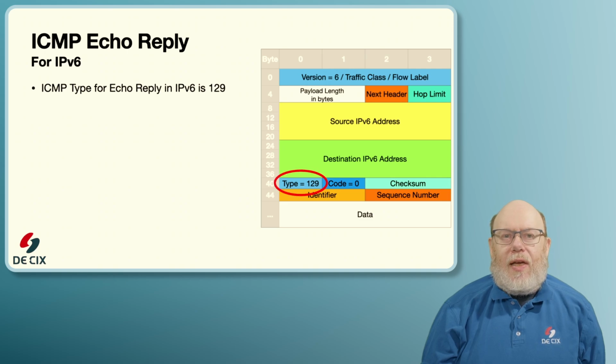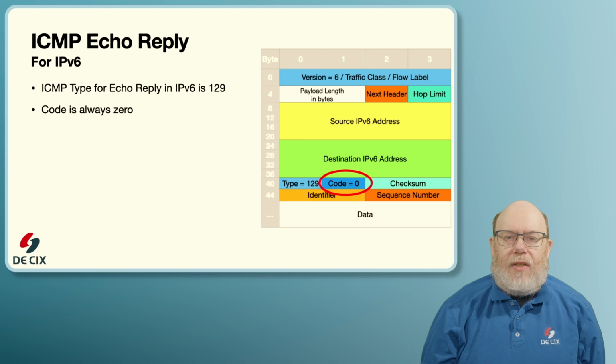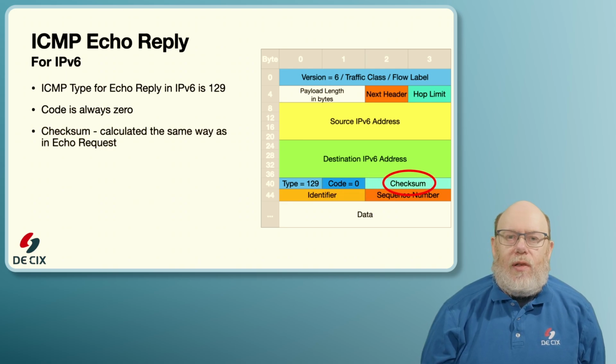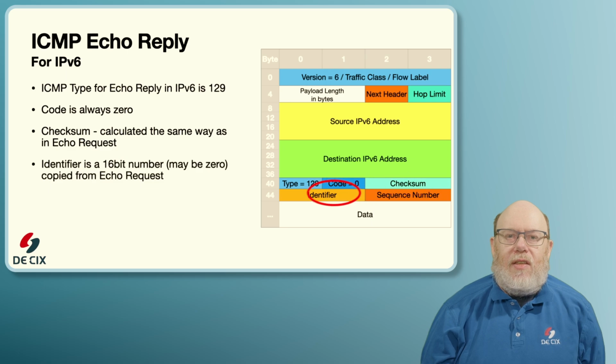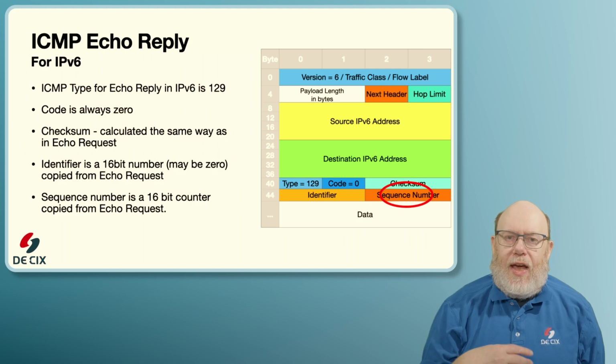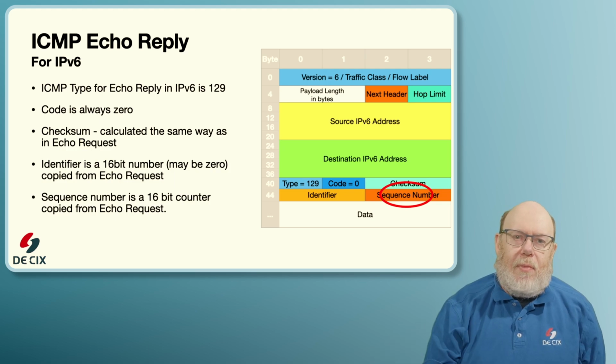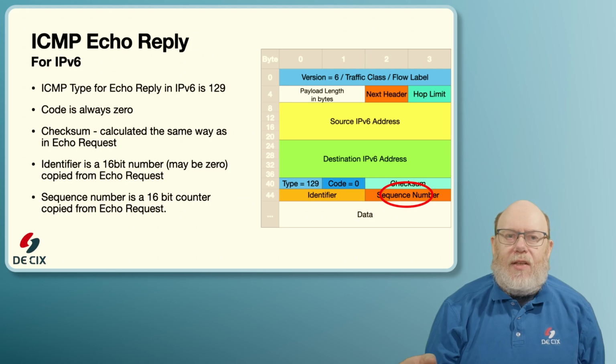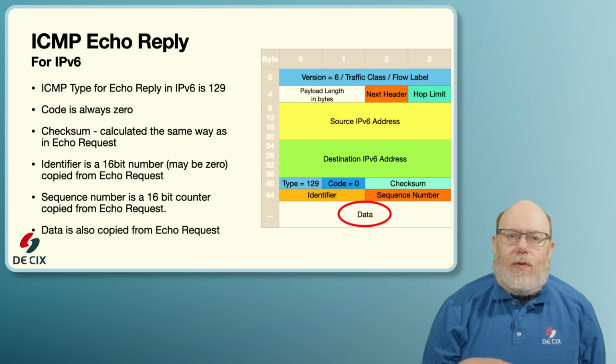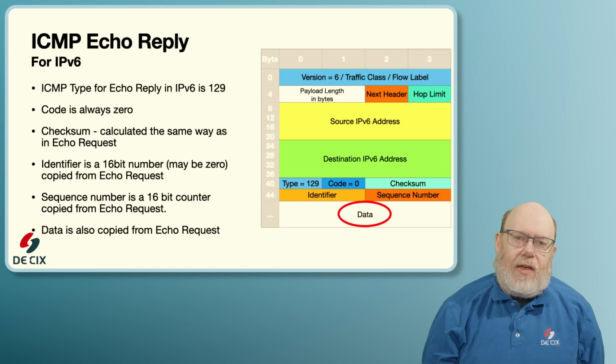And then we have the echo reply. The echo reply in IPv6, the type is 129, so it's echo reply 129. And the code again is 0. The checksum again is calculated from the header. And the identifier and the sequence number are copied from the echo request. So this is a mechanism that the pinging software can match replies to requests. The identifier and sequence number are copied from the request. And the data is also copied. So if you send out a large echo request, you get back a large echo reply.